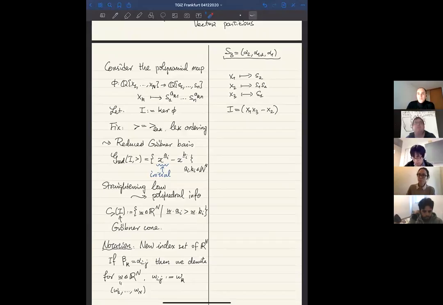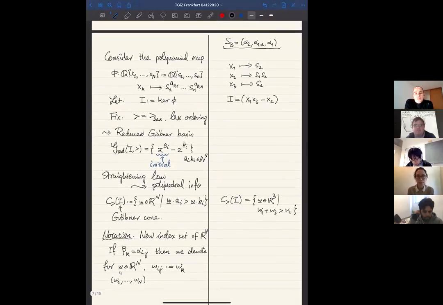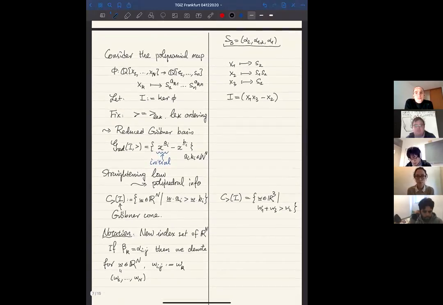Okay, now let's look at my running example. For this example, C of I is very easy. It's just W in R3, because I have 3, such that W1 plus W3 is strictly larger than W2. So I get a cone from this vector partition problem. Okay, now I want to state the main result here.